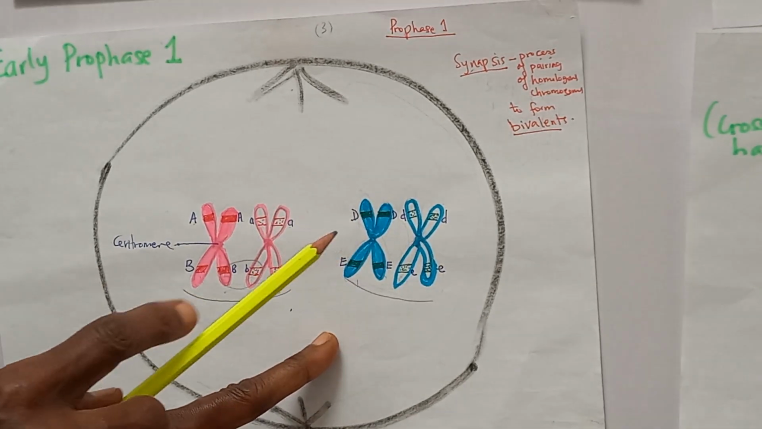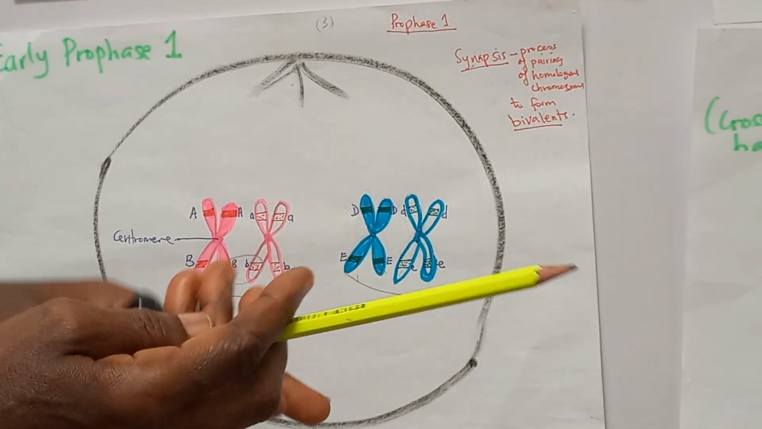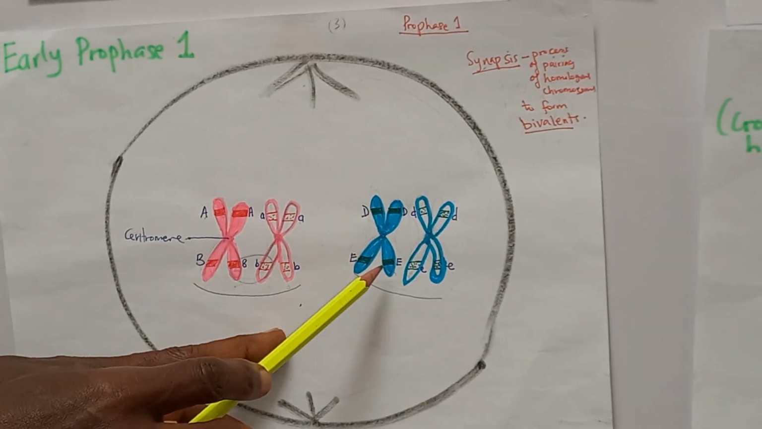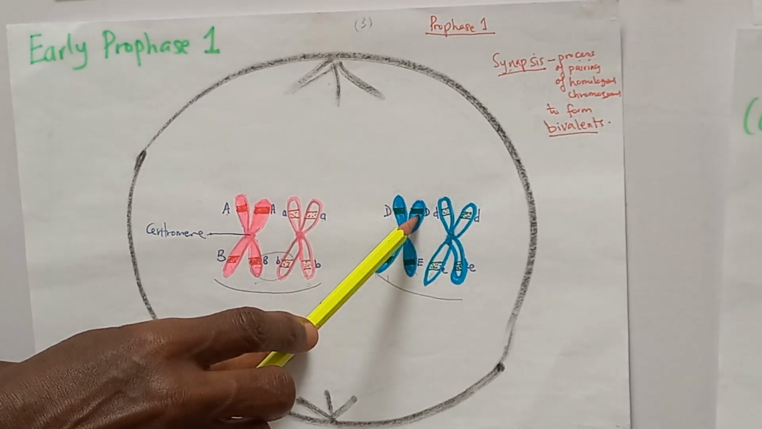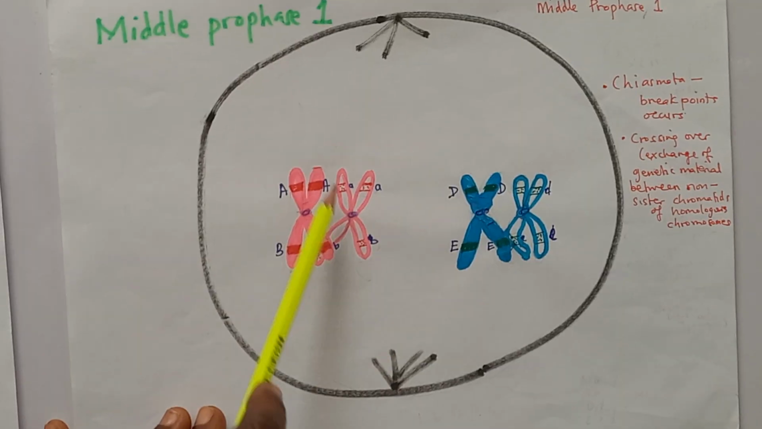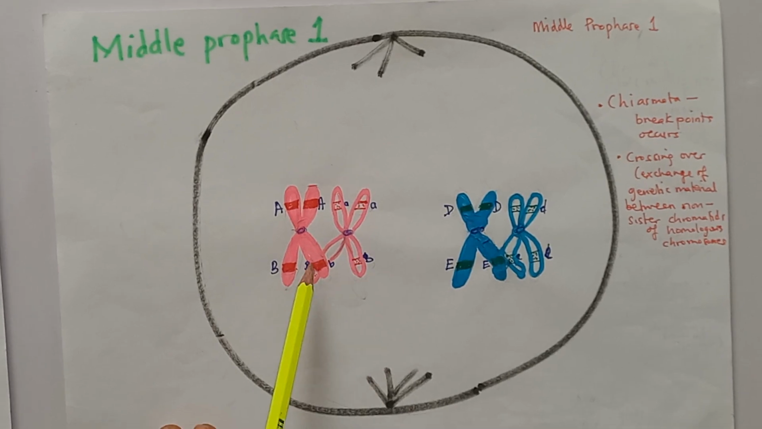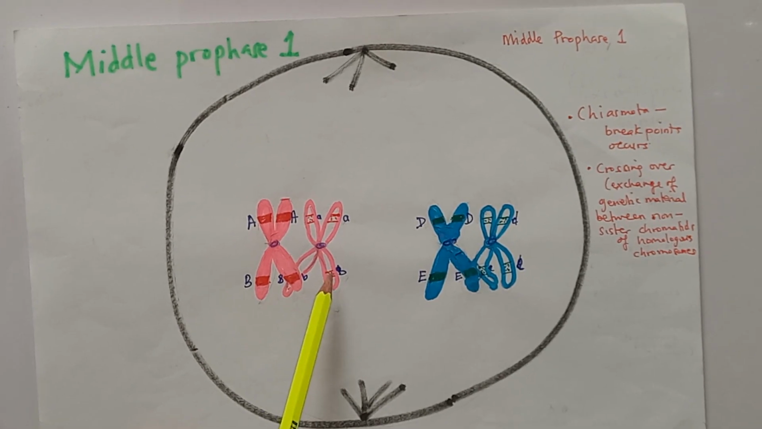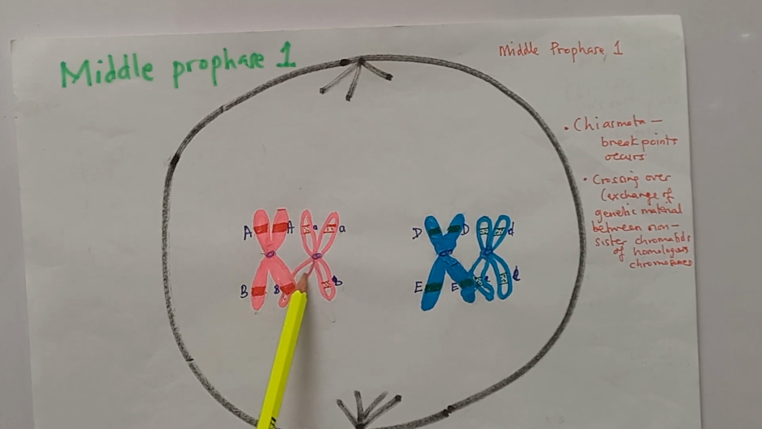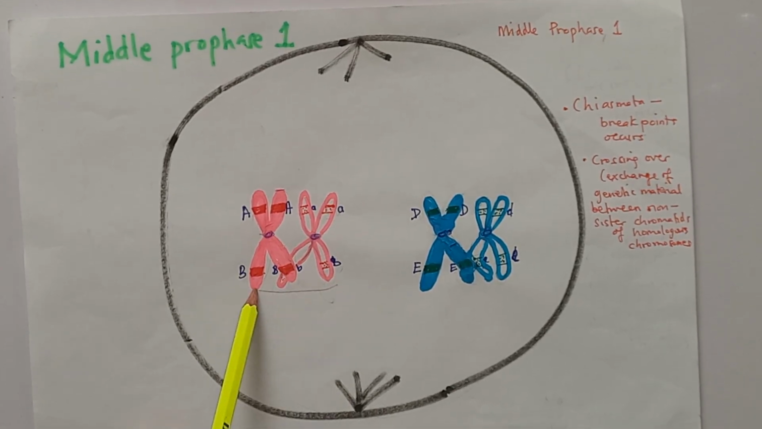Crossing over can take place between any genes and any parts of the chromosomes. And when genes are farther apart, crossing over between them becomes easier. So by the middle of prophase 1 in meiosis, crossing over is taking place between non-sister chromatids of homologous chromosomes.